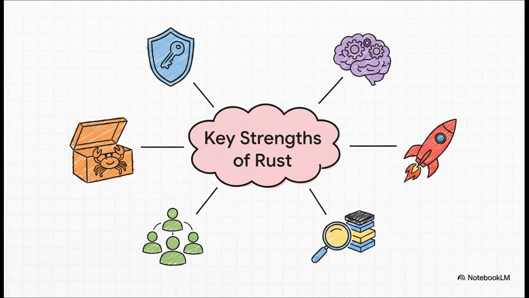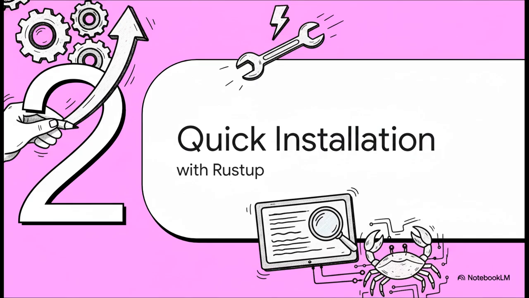But honestly, the real game changer for me? It's Cargo, the built-in package manager. It handles all your project's dependencies, builds your code, everything. In other languages, that's a whole separate tool you have to find and configure. With Rust, it's all just there. It's the whole package. All right, enough of the why, let's get to the how.